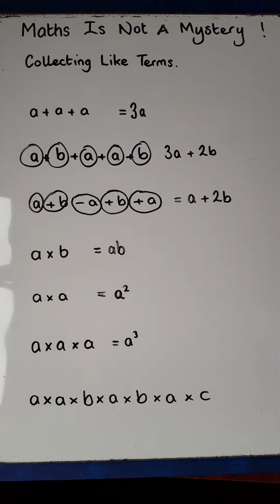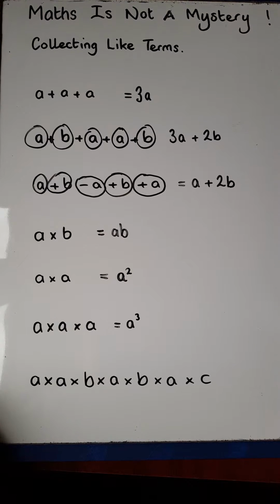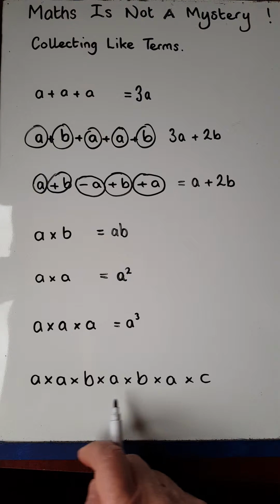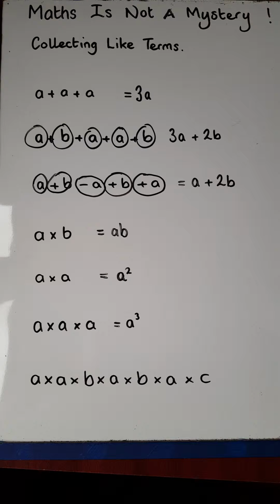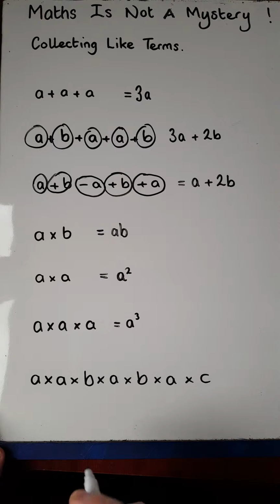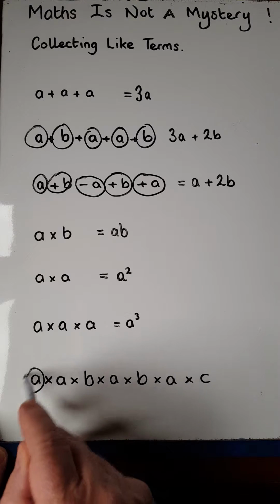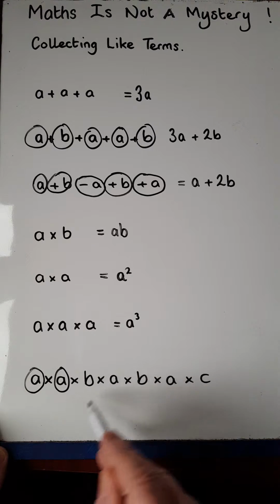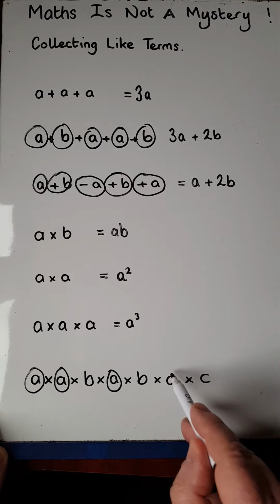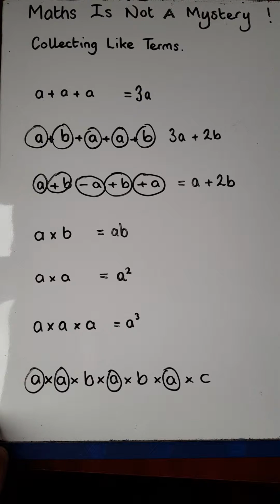Okay, so far so good. As it gets a little more complicated, we've got a bundle of different letters here. So let's take a look at what we would be doing here. We've got a set of A's. We've got A times A times A times A. 4 of those.